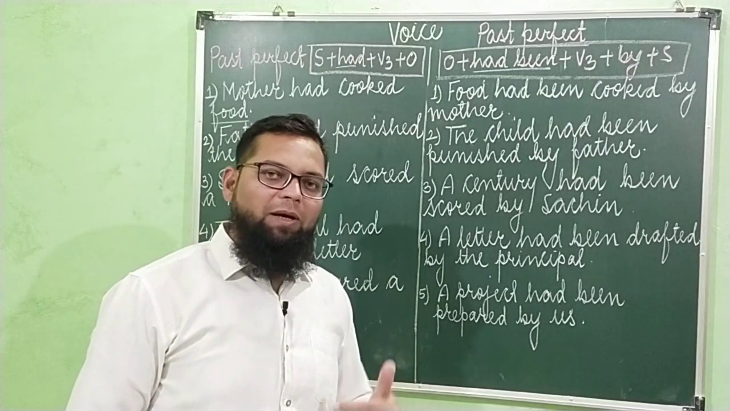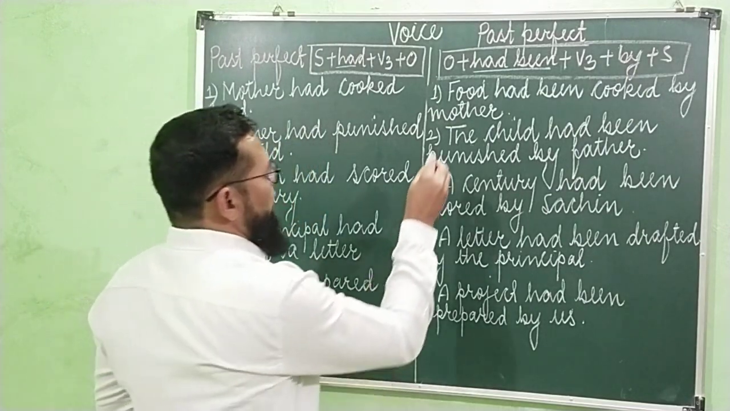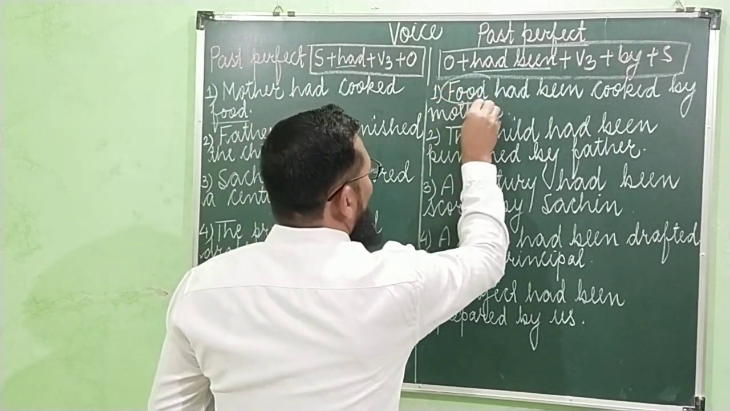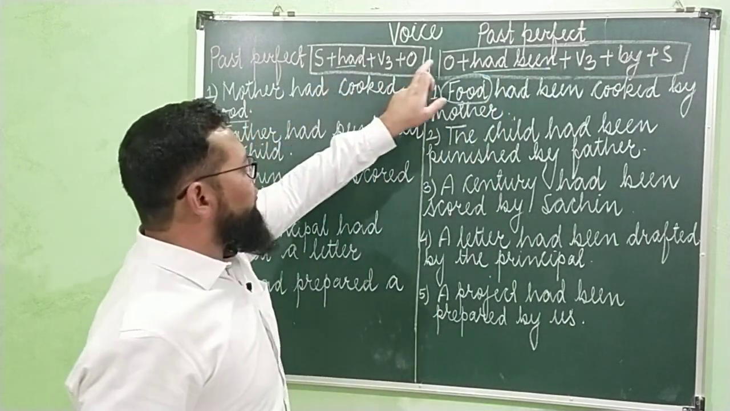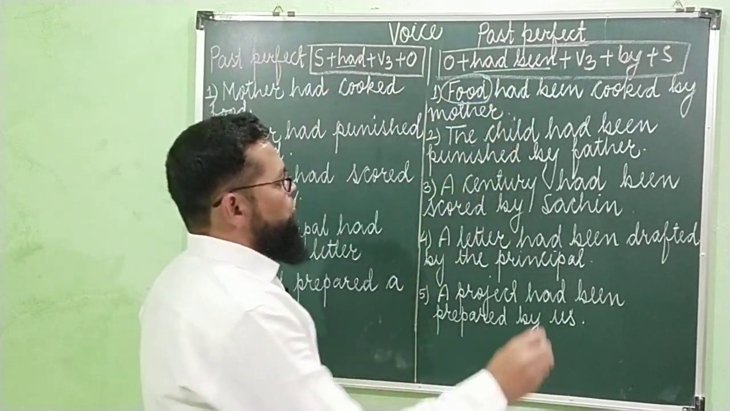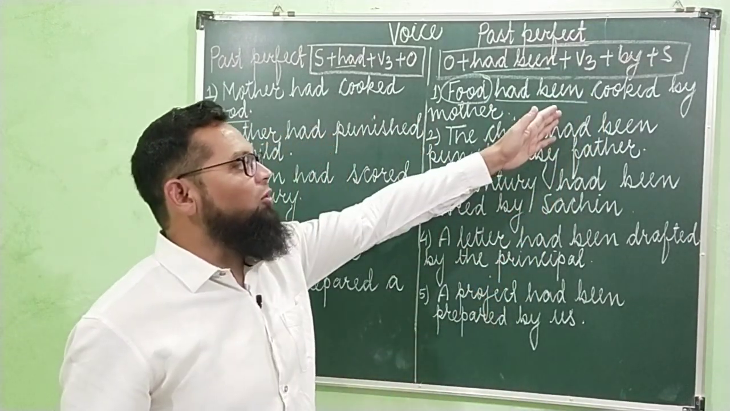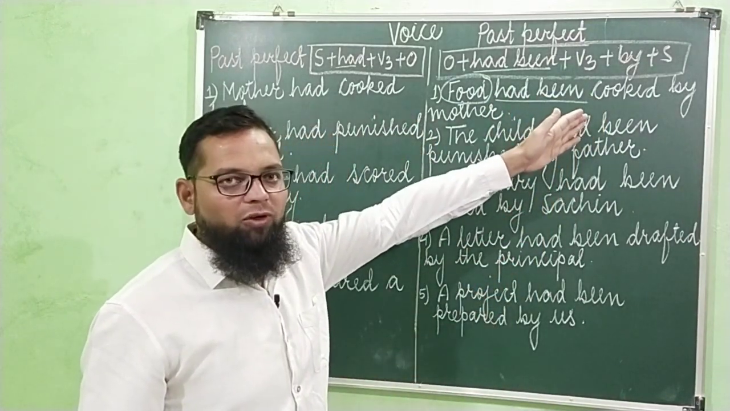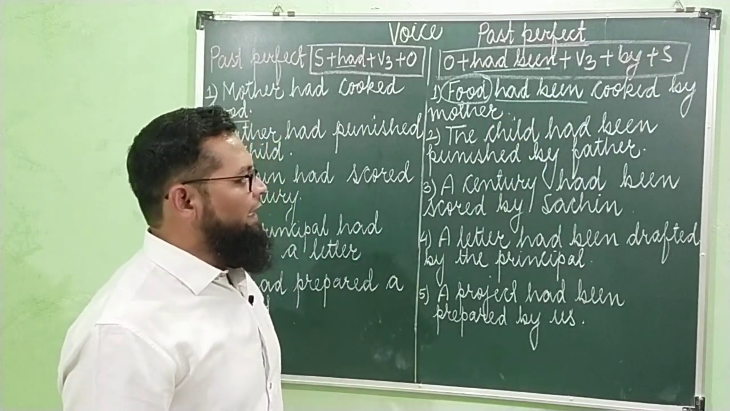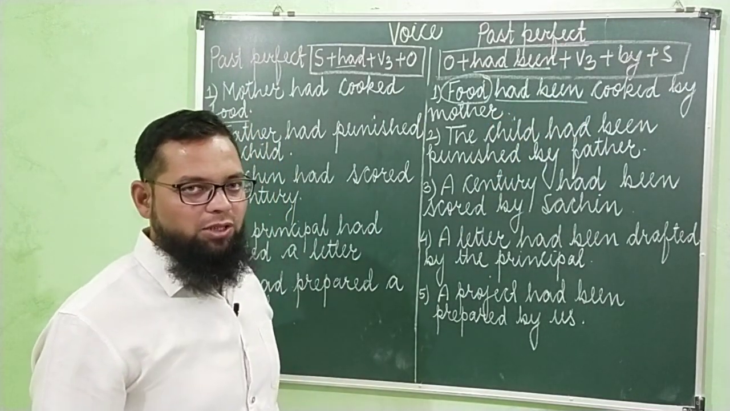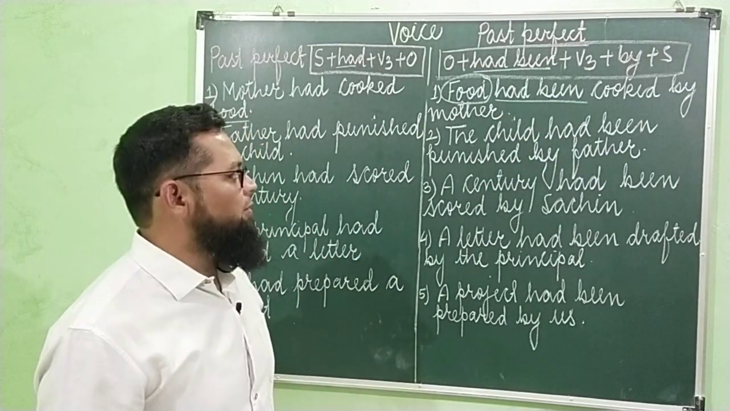तो passive voice में पहले क्या आ जाएगा? Food. So I have written here food. And what about the helping verb had? Had is converted to had been. So food had been, and then after that we have to use the third form of the verb. Cooked is third form of the verb, so we have used cooked. And at the end, by mother. Subject is used at the end. Food had been cooked by mother.